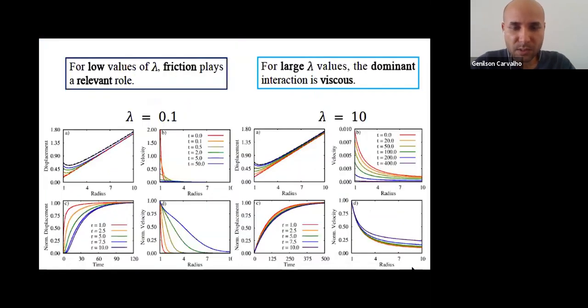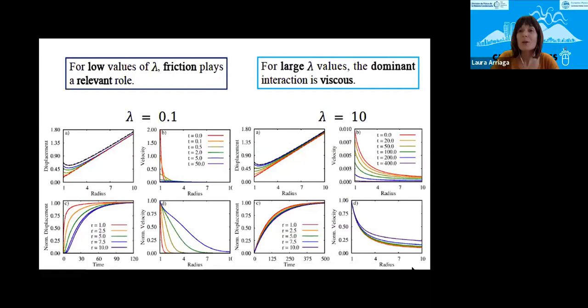Our results show that there are two well-defined regimes dependent on the lambda value. For low lambda values, the friction is relevant in the system. For larger lambda values, there is a domination of the viscous interaction. Thank you for your attention.